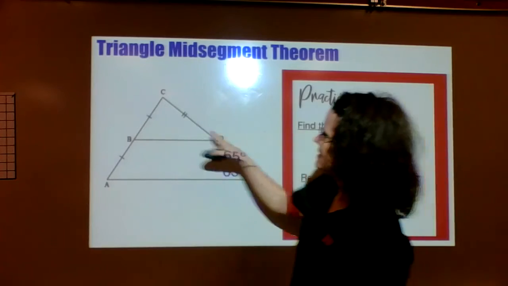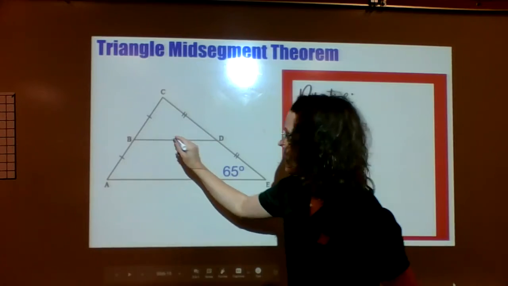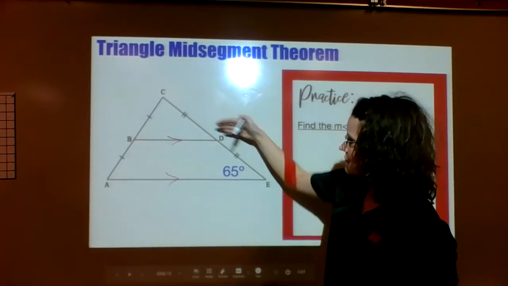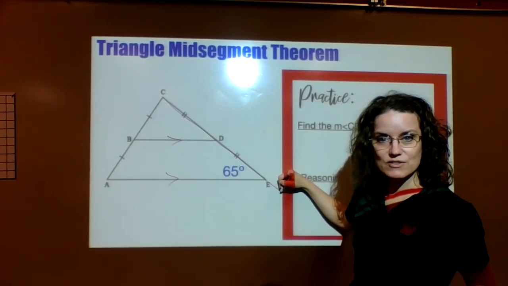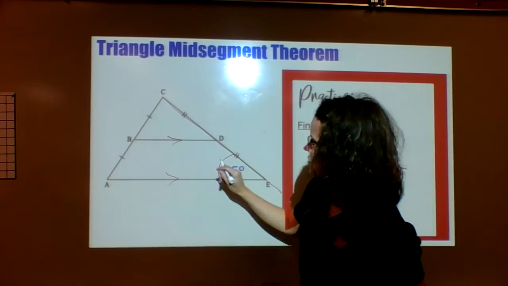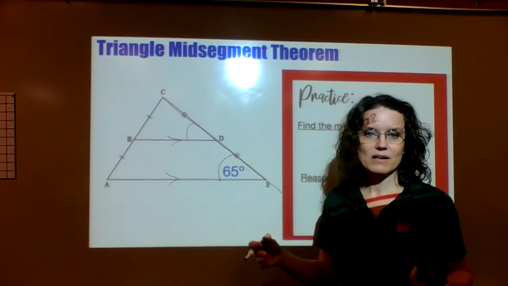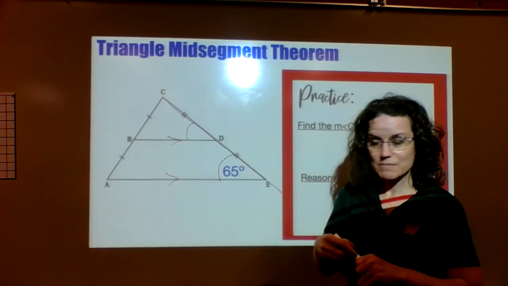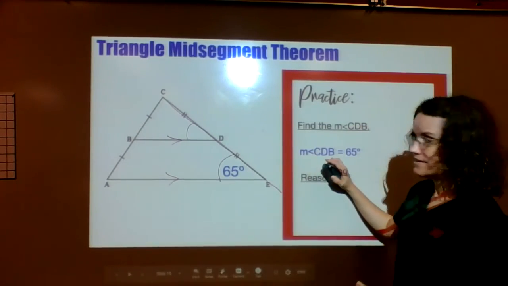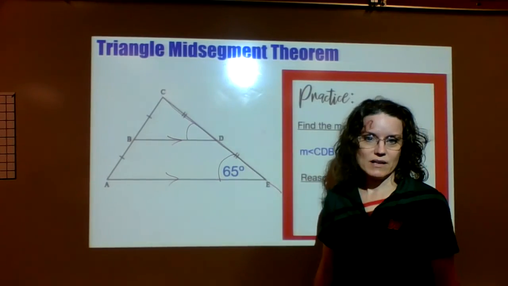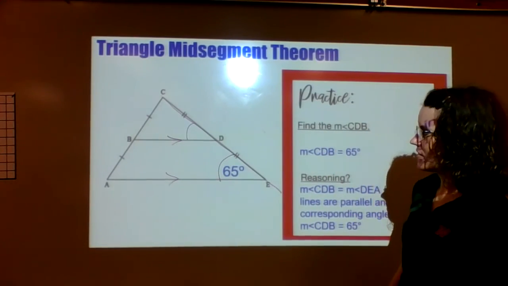Find the measure of angle CDB, this angle right here. Remember, these are parallel to that side. And so if these are parallel, this becomes a transversal cutting across those parallel lines. So this 65-degree angle and our angle CDB are corresponding. Corresponding angles for parallel lines are always going to be congruent. Therefore, angle CDB had to be 65 degrees, because parallel lines imply congruent corresponding angles, which is what we did in our last unit.